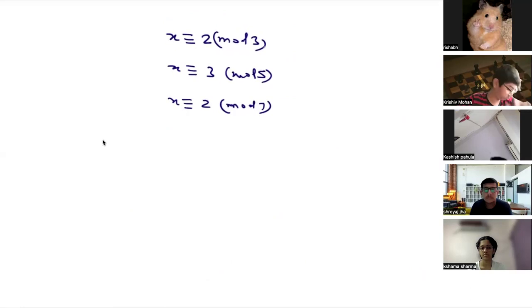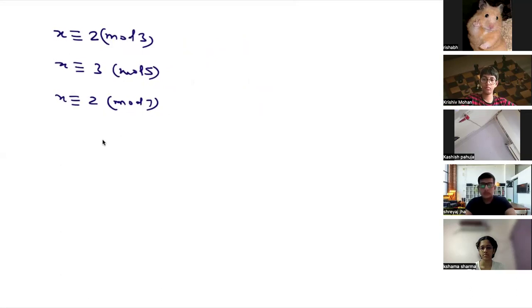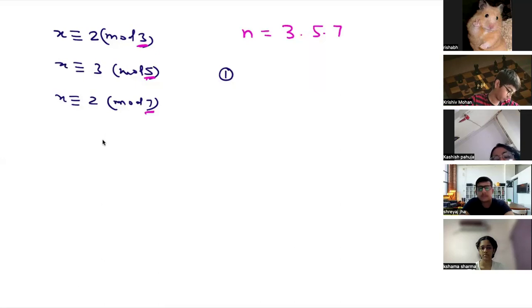When I'm saying x congruent to 2 mod 3, x congruent to 3 mod 5, and so on. So what is this N? Then a small n in this case will be 3 into 5 into 7. This 3, this 5, this 7. First, N1 means I have not to write this number 3. N1 means I have to divide the number completely, 357, by 3. So N1 I'm getting as 35, 5 into 7.